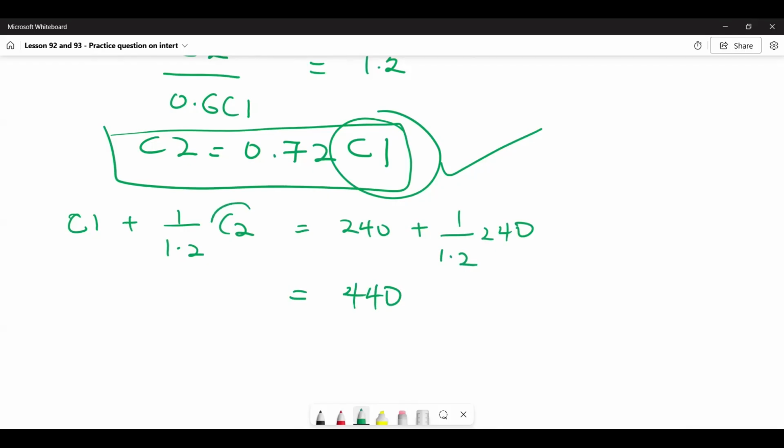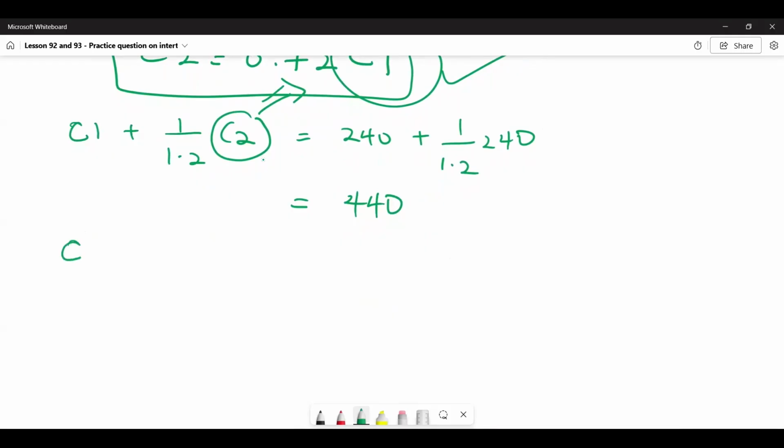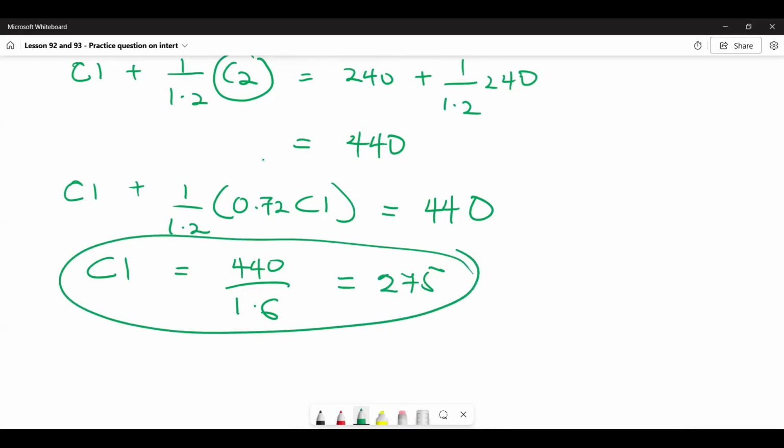And then now we know C2 is equal to 0.72 C1. So we'll just substitute this to get C1 plus 1 divided by 1.2 multiplied by 0.72 C1 being equal to 440. So C1 is equal to 440 divided by 1.6, which is equal to 275. So consumption in the first month is 275.